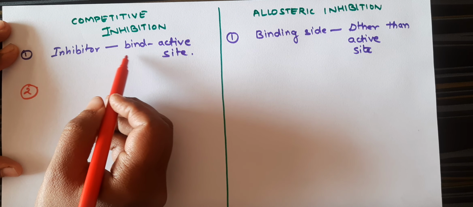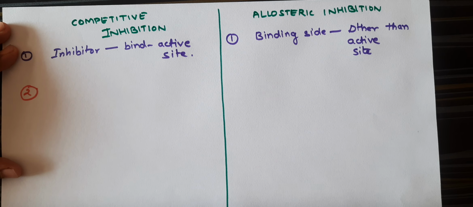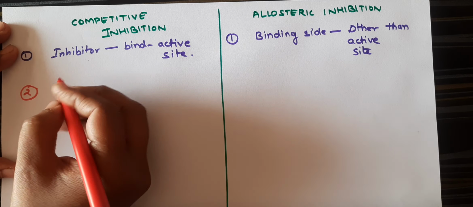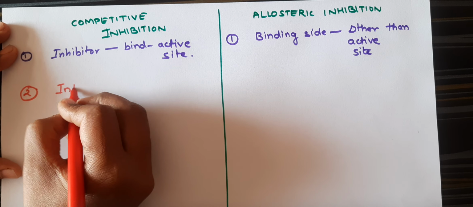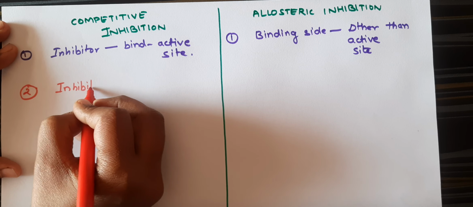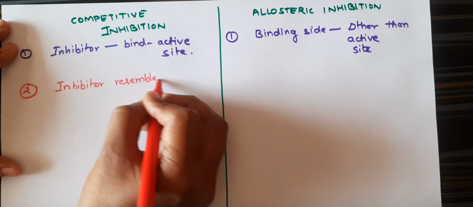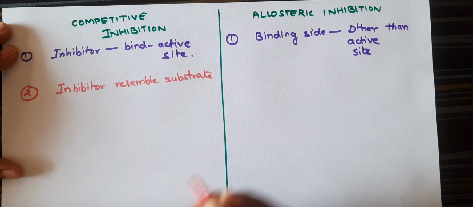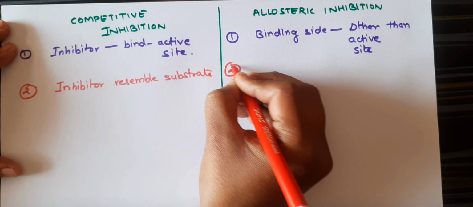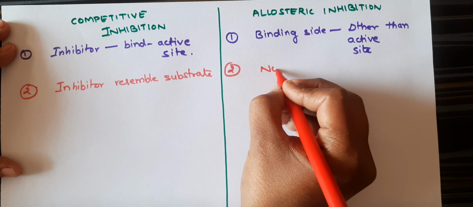So there is a competition between the inhibitor and the enzyme. Why? Because the inhibitor resembles the substrate. So in case of competitive inhibition, the inhibitor will resemble the substrate. That's why it can actively bind to the active site. However, in case of allosteric inhibition, there is no resemblance.